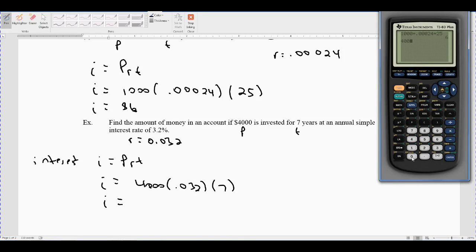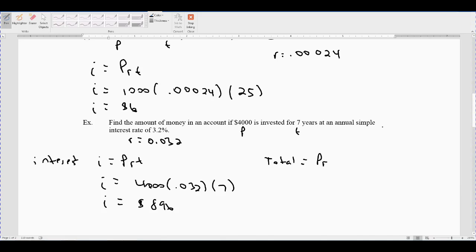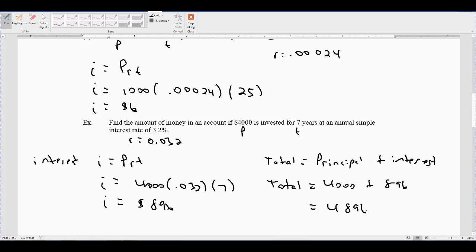So you have 4,000 times 0.032 times 7. $896. So what's the total amount of money then? It equals the principal plus the interest. So the total amount is 4,000 plus 896, which is $4,896.